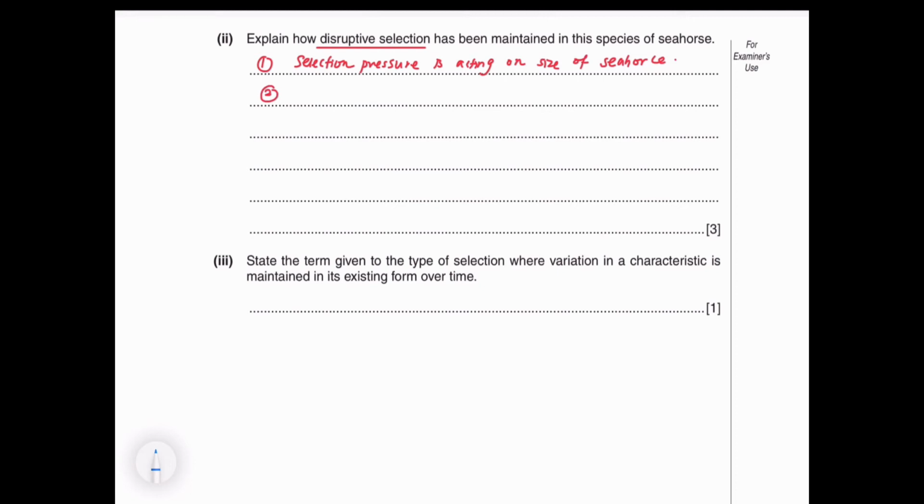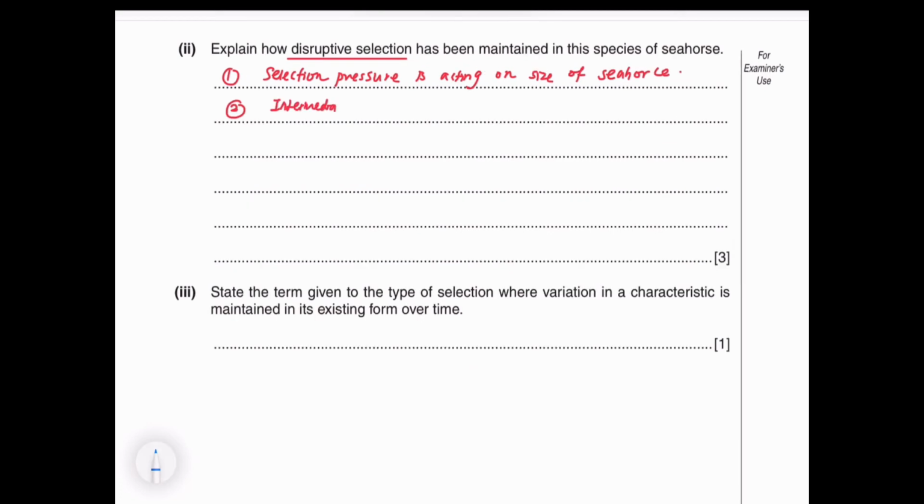There's no intermediate mate. So most likely if there is an intermediate seahorse, they don't have many choices and they don't really mate because they can't mate with the small one or they don't mate with the large one. So we will say that the intermediate are at selective disadvantage and few of them mate. So we can say that they are being selected against.